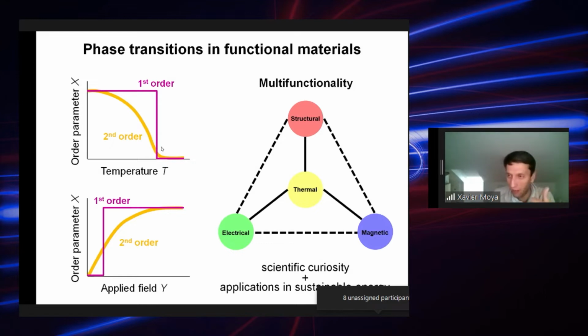When you talk about phase transitions, normally you talk about two different types. So there are first order phase transitions and second order phase transitions. These are sketched here on the top left. Here I'm sketching order parameter X. So X will be magnetization in a magnetic material. It will be polarization in a ferroelectric.